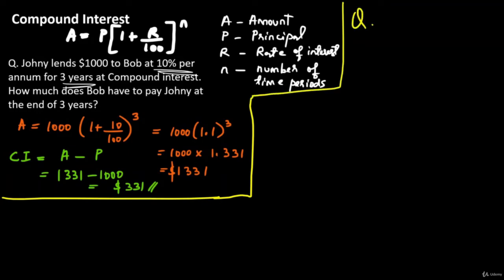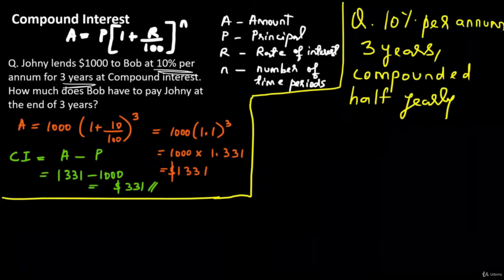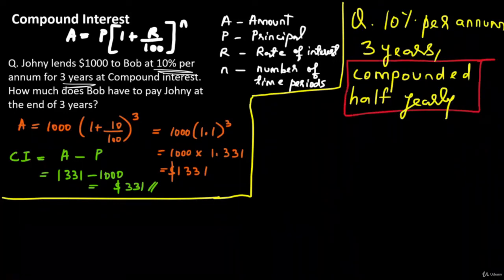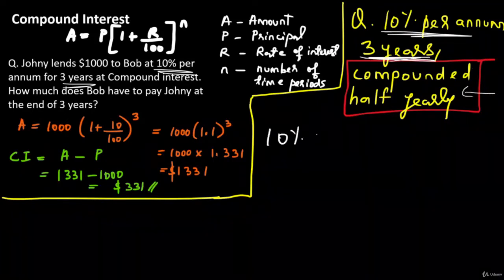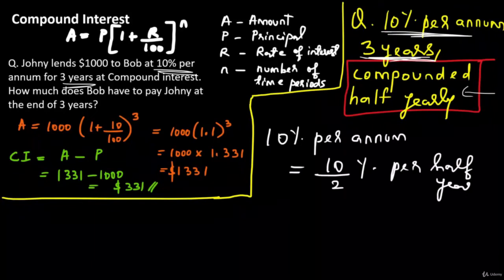Now let's say the question was 10 percentage per annum for 3 years, and it mentioned that interest was compounded half yearly. If this is mentioned, then you have to convert both the interest rate and the time period into the time period mentioned over here. So you have 10 percentage per annum, which has to be changed into half years. If the interest is 10 percentage per annum, for half year it would be 10 by 2, which is equal to 5 percentage.